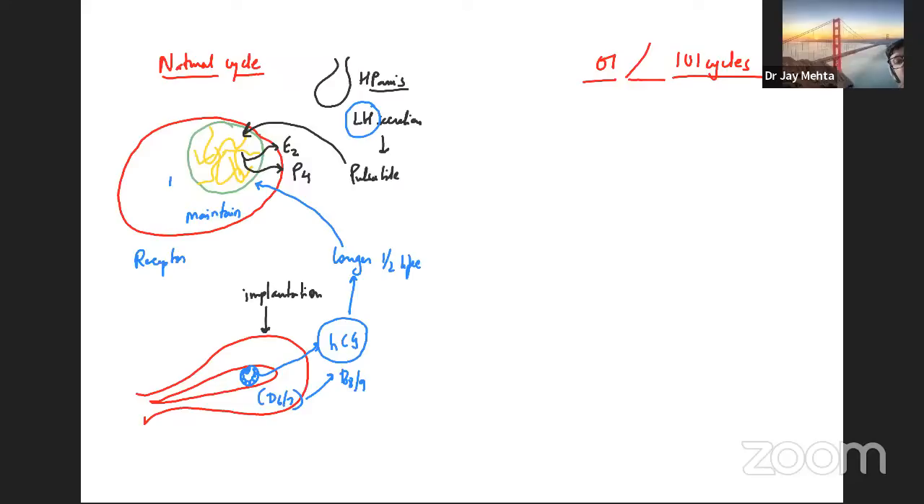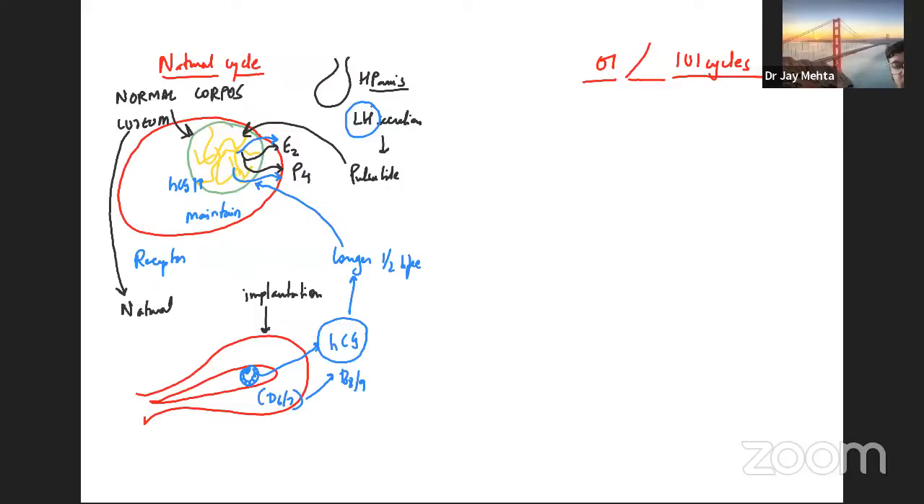HCG will go and bind to the corpus luteum for a very long period of time. As a result, there is a prolonged HCG-driven secretion of progesterone and HCG-driven secretion of estrogen. All this is when you have a normal corpus luteum, and this is what occurs in a natural pregnancy. This is the same advantage you are trying to take of a normal corpus luteum when you do a natural cycle transfer.